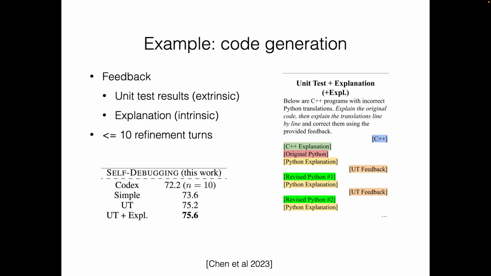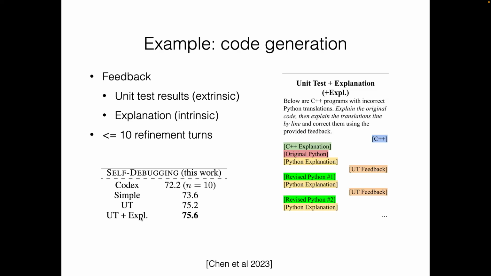So probably one of the most common uses of refinement is in code generation. So here you can get various sources of extrinsic feedback. So for instance, here's one of the early papers that did this called self-debugging. And so what they do is they produce some code, and then you assume that you're allowed to run test cases, and then get the feedback from the test cases. And then given that feedback, you could try to revise the output. Okay, so here there's some external information coming in from the test case.